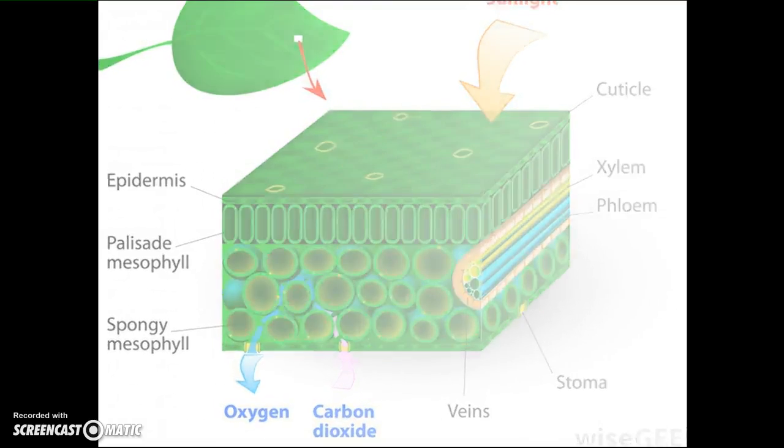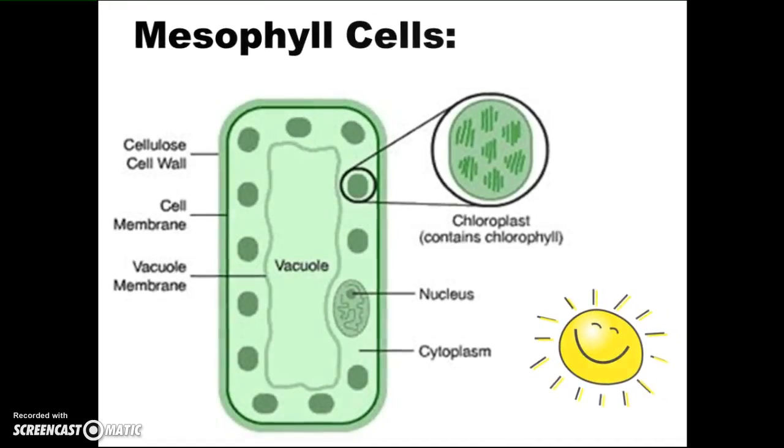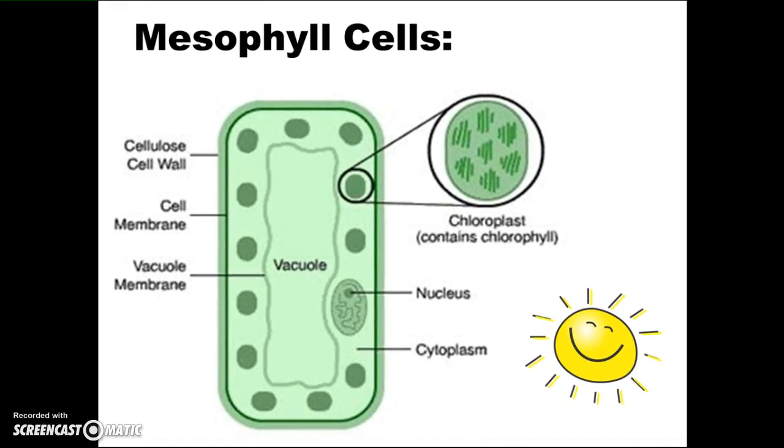So let's look next at a breakdown of the mesophyll cells. The mesophyll cells are the cells within the leaf that are specifically specialized for photosynthesis. This is where the cells of the leaf, where photosynthesis occurs. It is very, very important. The mesophyll cells contain the chloroplast. You can see that highlighted right here.